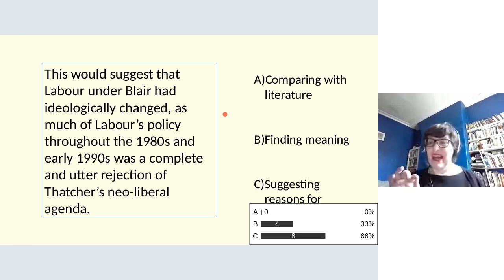What we've got here is, this would suggest that Labour under Blair had ideologically changed. Now, if we were looking for reasons for their findings, we would expect to see maybe some reference to their methods or something like that in there, or something that might have influenced what they found. But I think this 'would suggest' probably led some of you astray there. So we'll try another one.